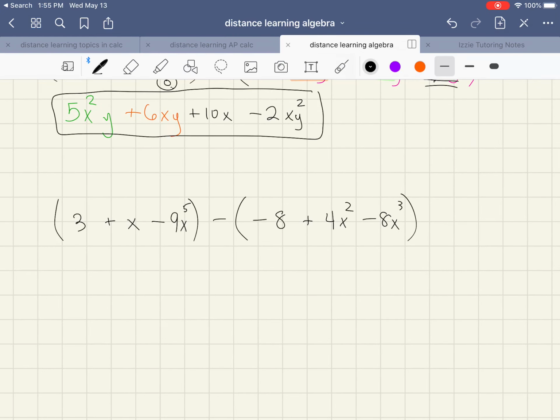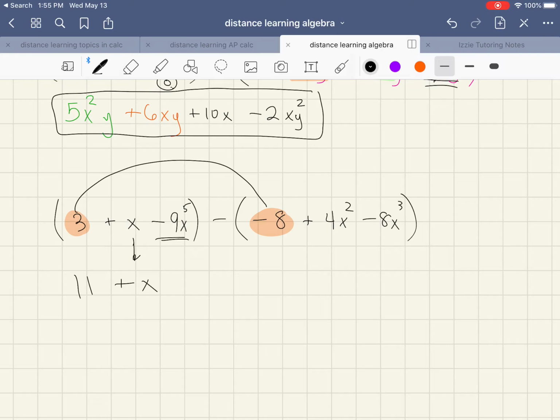Last problem. Pretty similar. We're going to find like terms. 3 is a constant. Negative 8 is a constant. I'm going to do 3 minus a negative 8, which is 3 plus 8, or 11. X. Well, there's nothing in the second part that has an x, so I'm just going to drop it down.